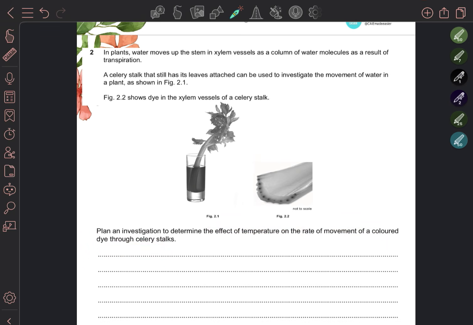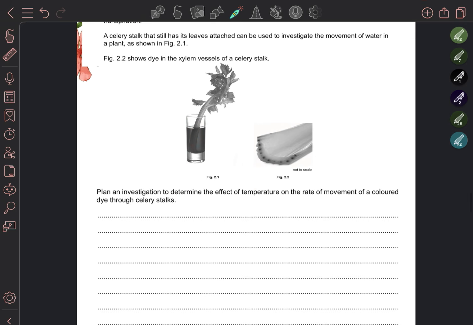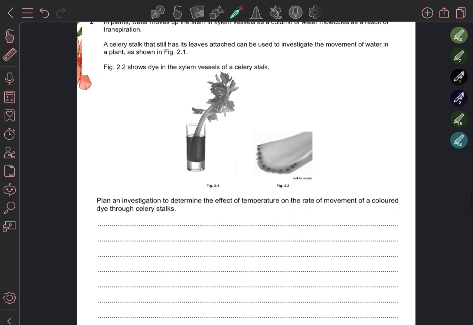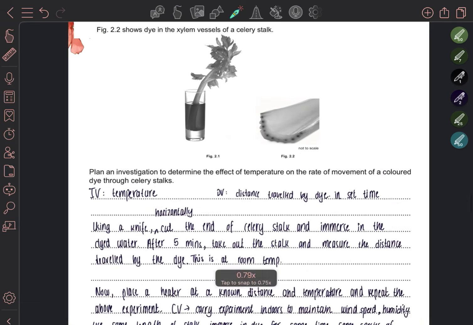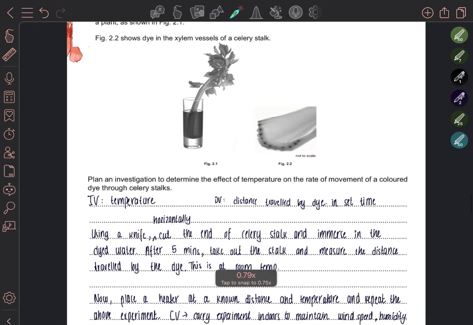Okay, so you're going to basically carry out this experiment at different temperatures, and then after a known amount of time, you're going to measure the distance traveled by the dye. Okay, so let's just write this down. Again, the independent variable is the temperature, and the dependent variable is the distance traveled or the rate of movement of colored dye. The dependent variable is basically the distance traveled by the dye. So this is one of the answers. So this is an answer to this experiment.